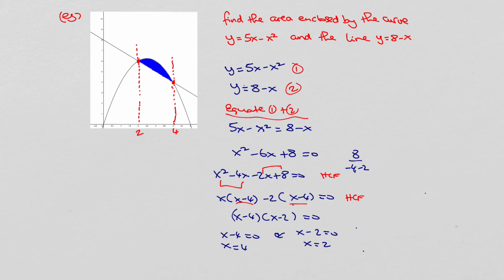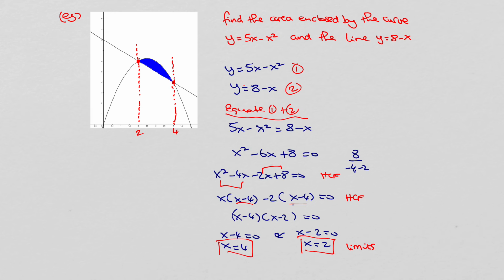Now if we were asked to find the coordinates of these points of intersection, I would then sub 4 back into equation 2, which would be easier, and sub x back into 2 as well to find the y coordinates. But we haven't been asked for that in the question. We've just literally been asked to find the area enclosed. So therefore I only need to know the x values because these are my limits.